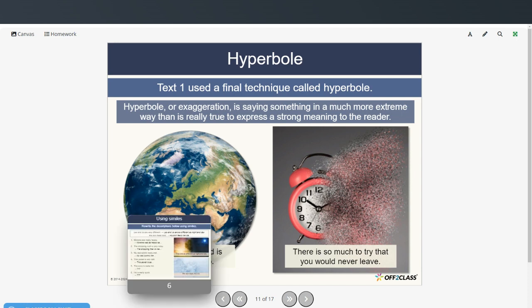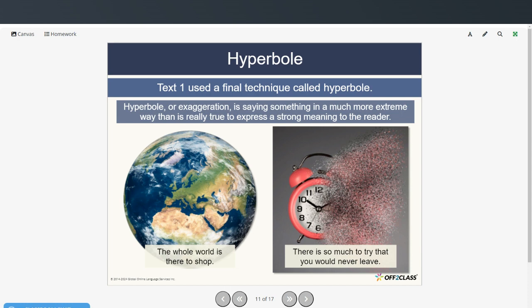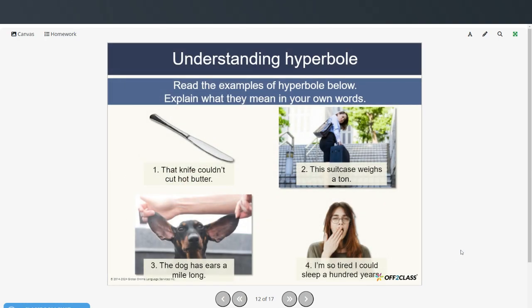Well, that isn't really true. You would have to leave at some point, but it's just a way of stressing the fact that there are so many things to see in that space. So we're going to read the examples of hyperbole and then see if you can explain what they mean in your own words. So that knife couldn't cut hot butter.